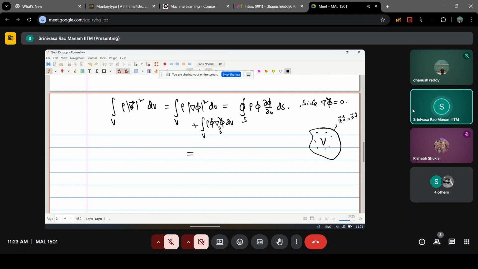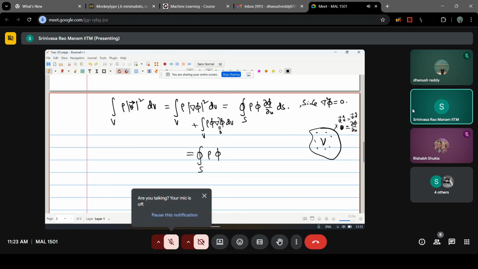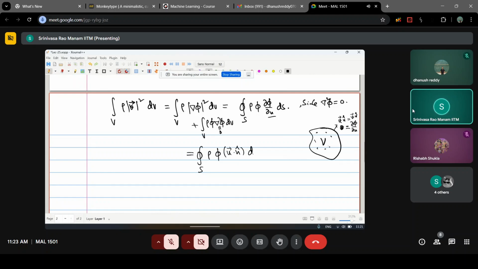So you can put it on the right hand side here: integral over S of rho phi, and so on. So what is this one? This actually tells you that ∂φ/∂n. This is the same as ∂φ/∂n, isn't it? V dot n cap is ∂φ/∂n only. That's what we have. So you put it in the replace and you say u bar n cap dS.